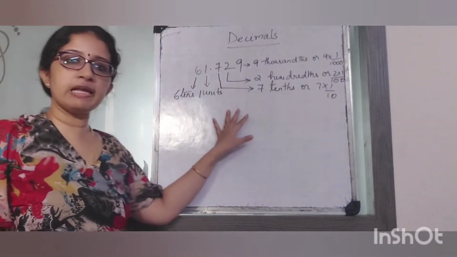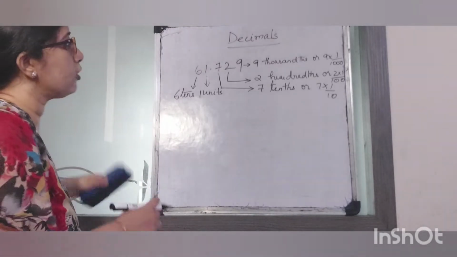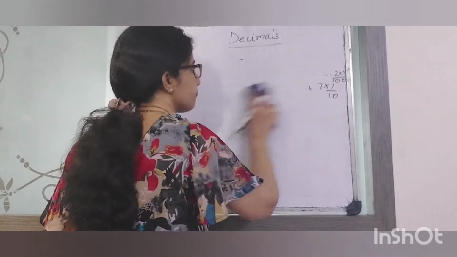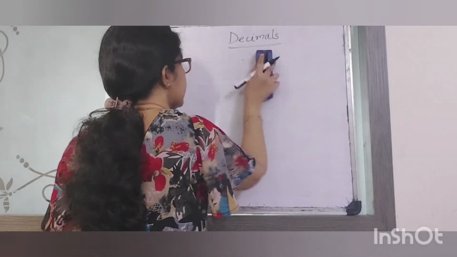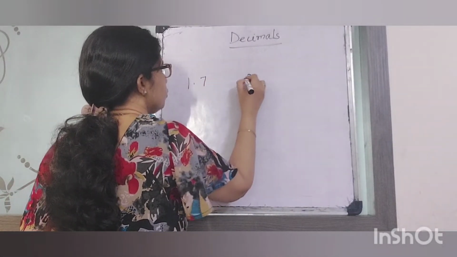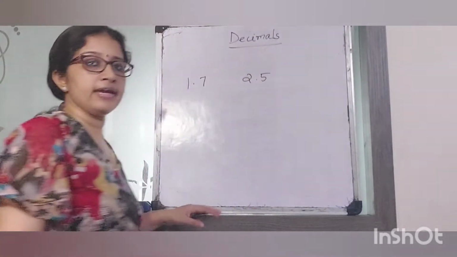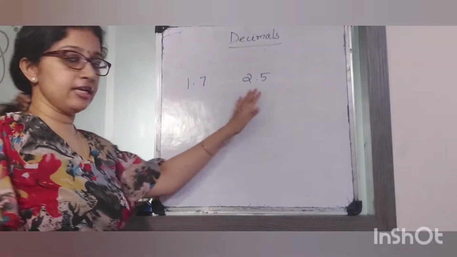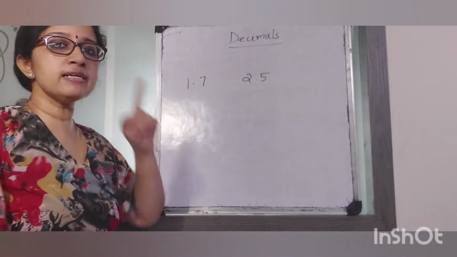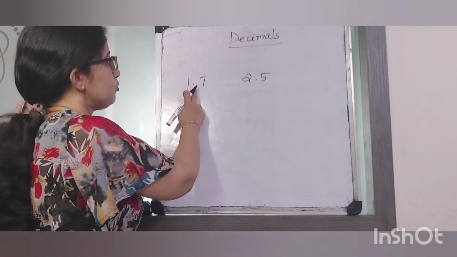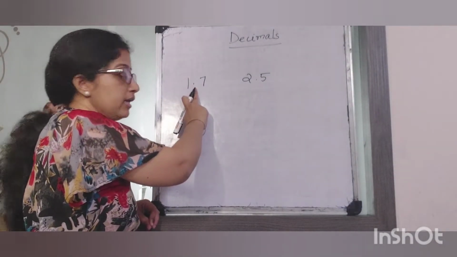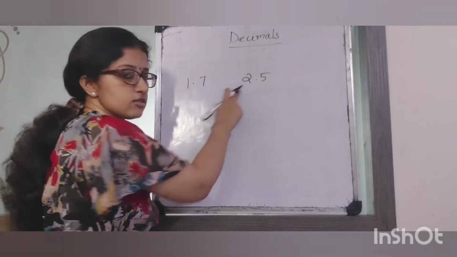So clear with the place value concept? Okay, now we will go on to the next concept, which is the comparison of two decimal numbers. Okay, so let's take an example. 1.7 and 2.5. There are two decimal numbers, 1.7 and 2.5, which we have to compare with each other. So first step, we have to check the digit to the left hand side of this decimal point. Here it is 1, here it is 2.